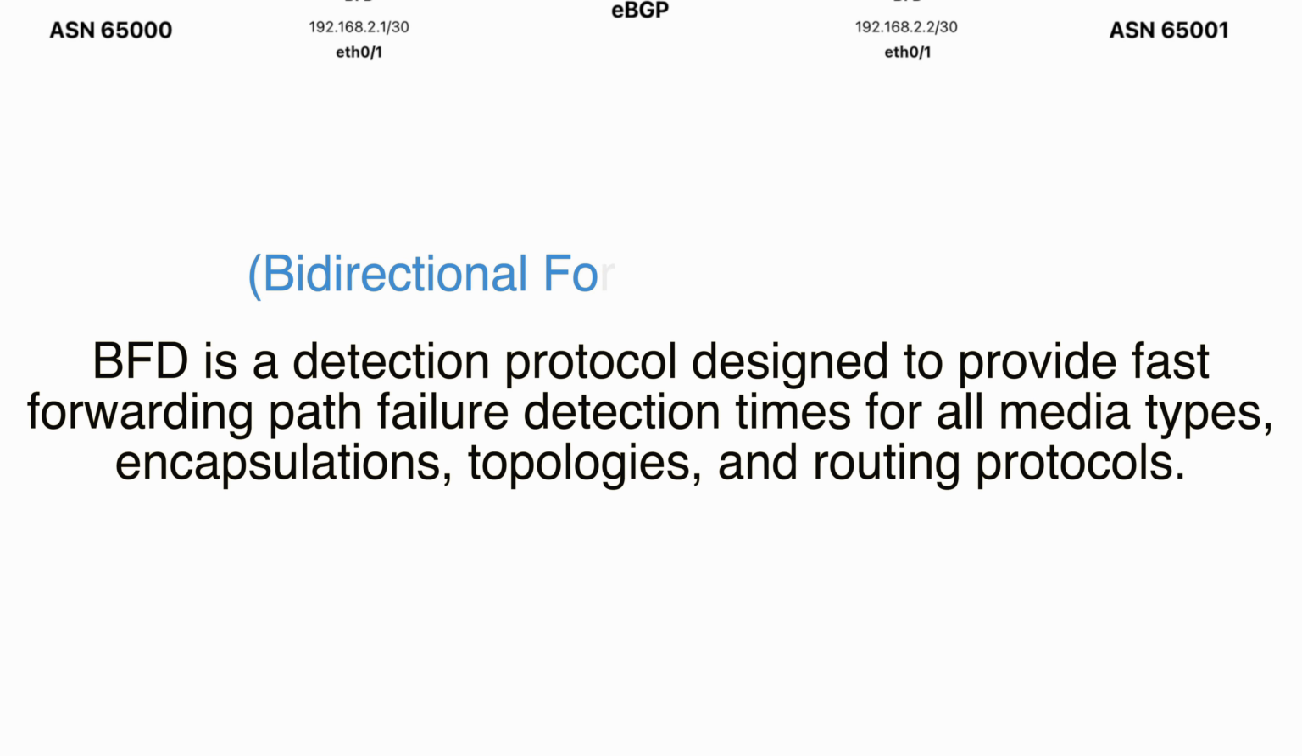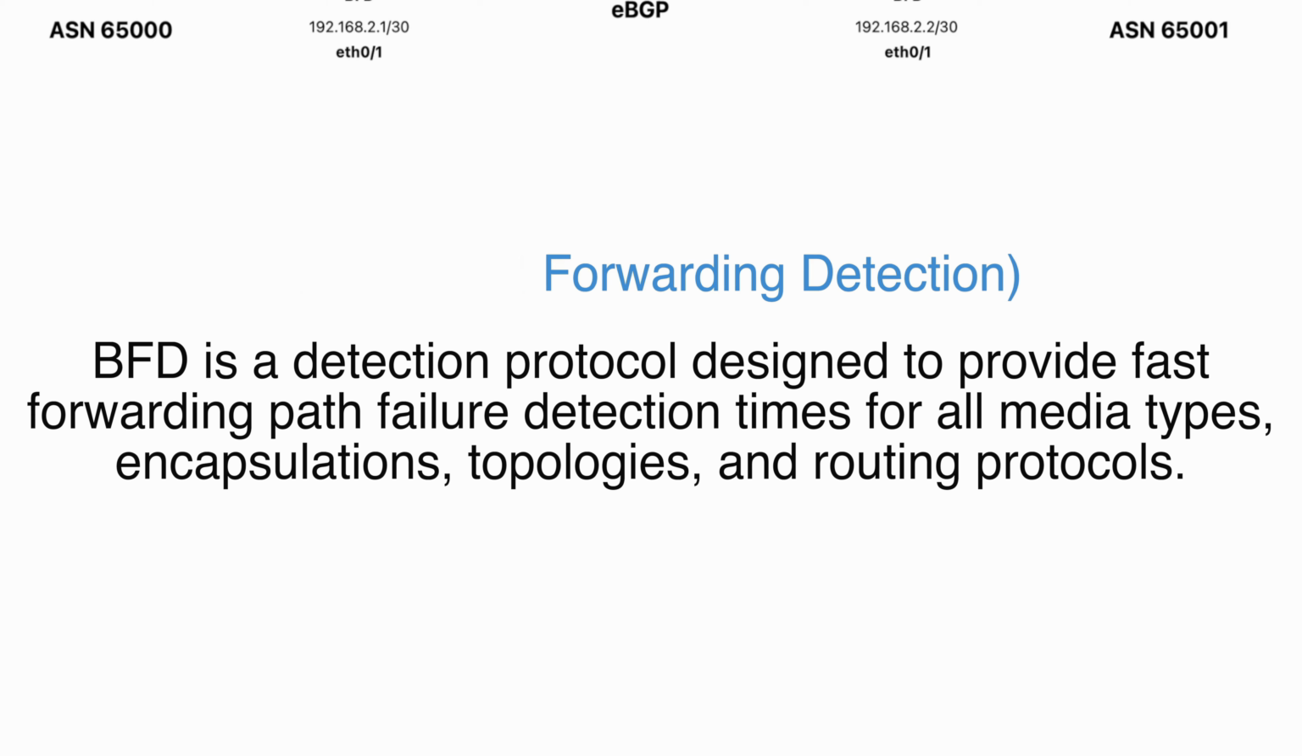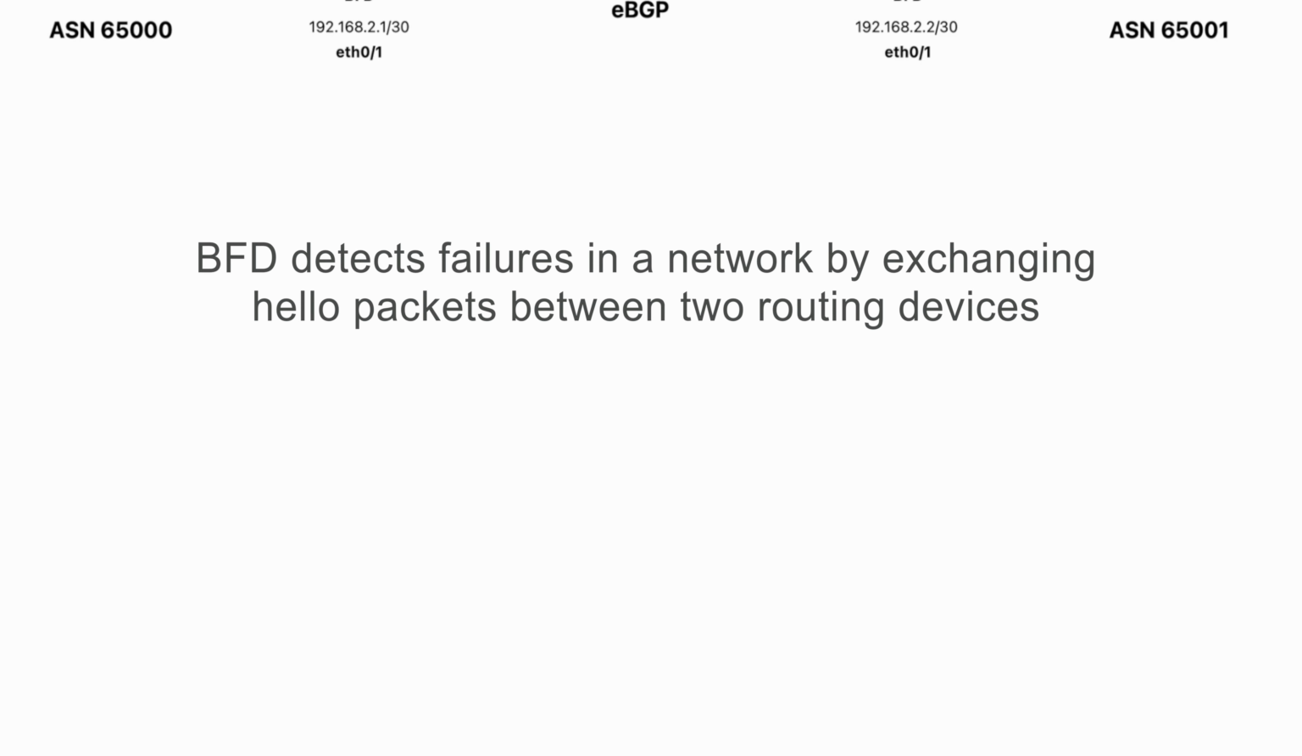BFD, also known as bidirectional forwarding detection, is a detection protocol designed to provide fast forwarding path failure detection times for all media types, encapsulation topologies, and routing protocols. BFD detects failures in a network by exchanging hello packets between two routing devices.